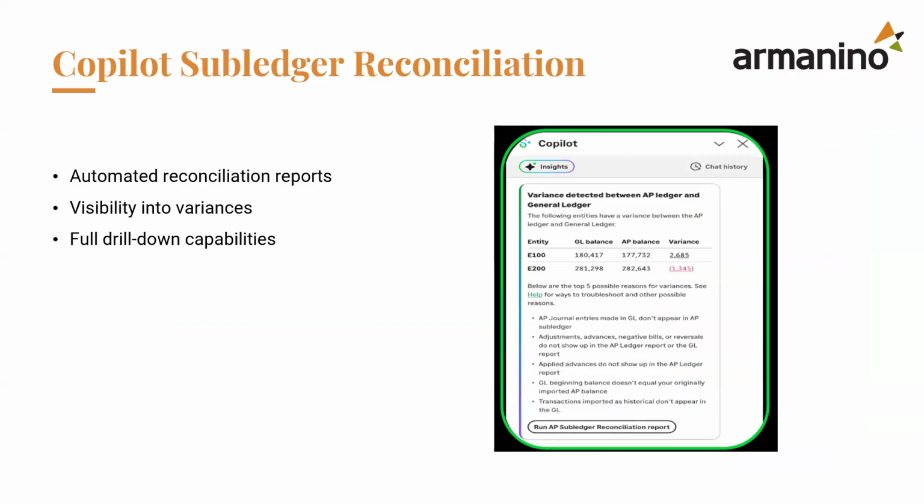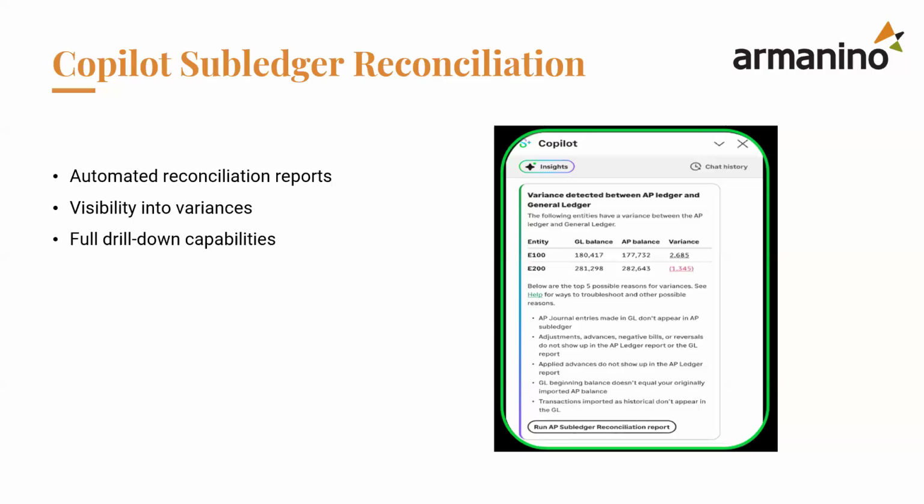The last piece I want to focus on is the subledger reconciliation. So I've been looking forward to this for quite a while. What it does is that it gives you a quick view of your GL balance versus the AP balance, and it's also listed by entity. So what you can use this for is a quick analysis to make sure that your subledger ties to your GL.